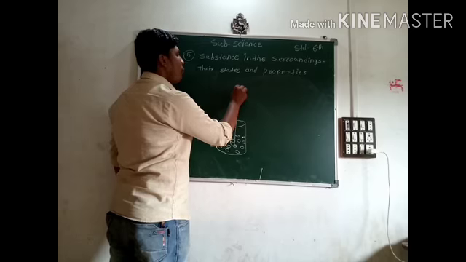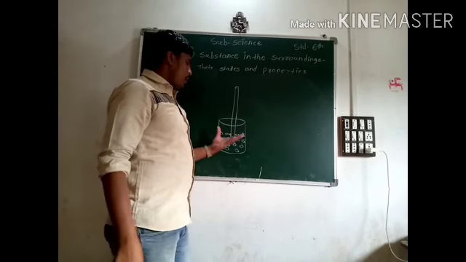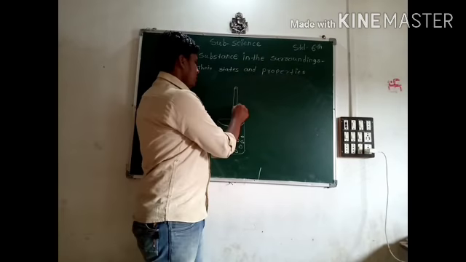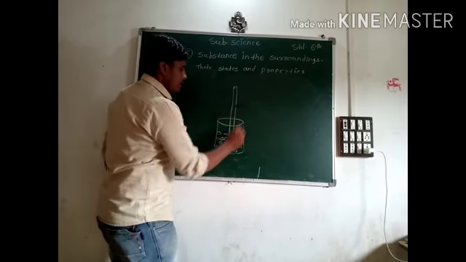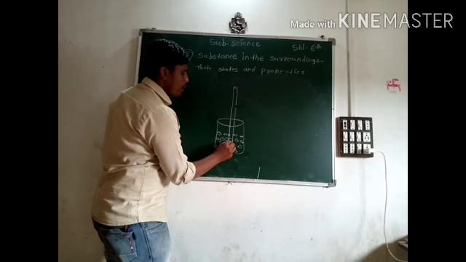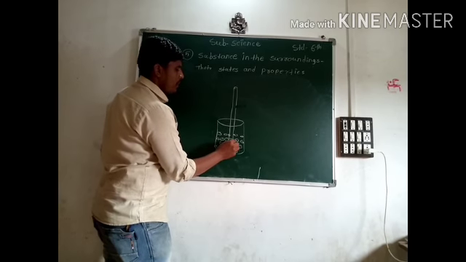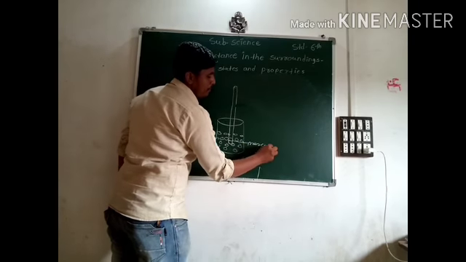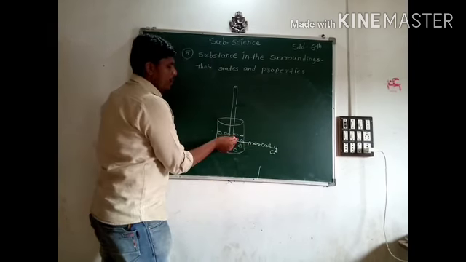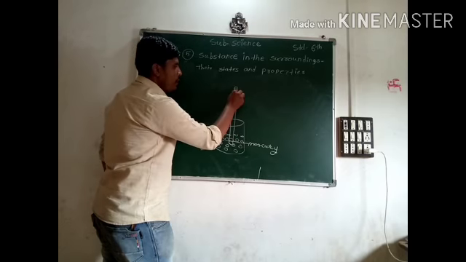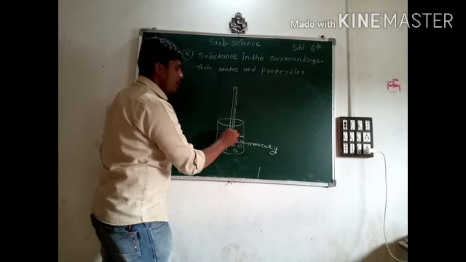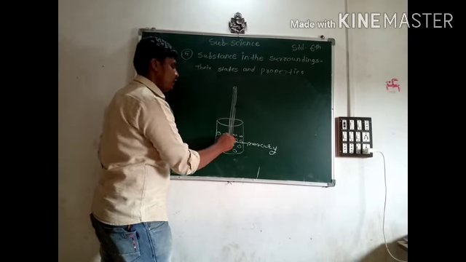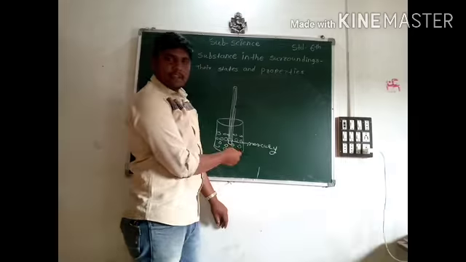Firstly, what is meant by thermometer? A thermometer has a bulb at its end. In this bulb the mercury is stored, and above the mercury is fitted a capillary tube. Then what is the temperature in degrees Celsius?